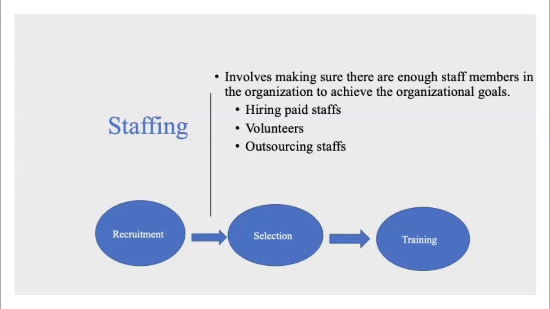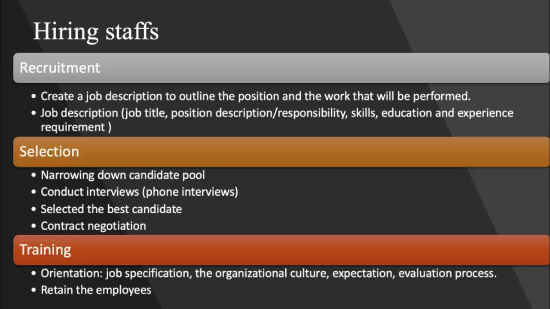A lot of the time, we won't be able to do things by ourselves, so we decide to outsource to a third party and let them do it. So let's look at the three different groups one by one. The first one is hired staff. To hire staff, whether they're full-time or part-time, we have to go through these three processes.